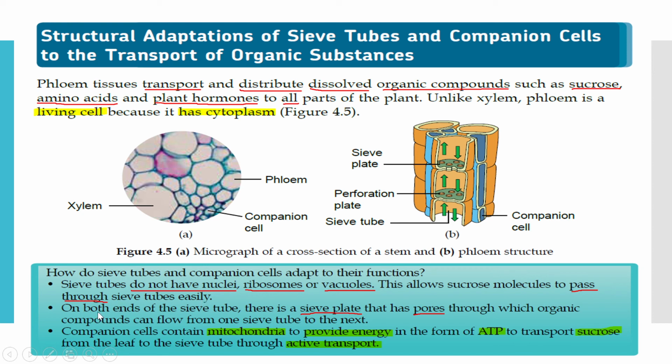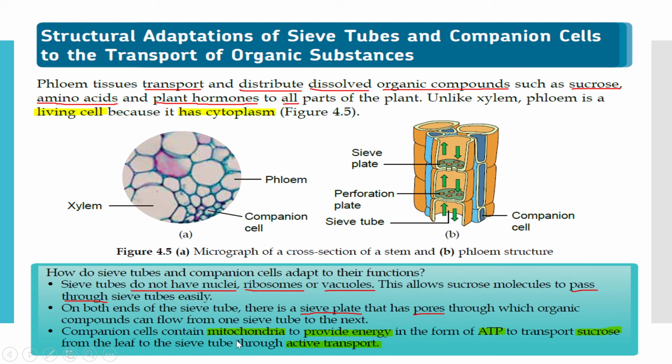See, look at here, the both ends of the sieve tube, the top end and the bottom end. The sieve tube has this sieve plate with pores. That's why it is perforated, with holes. Then you can already guess that these pores are where the organic compounds can flow from one sieve tube to the next.